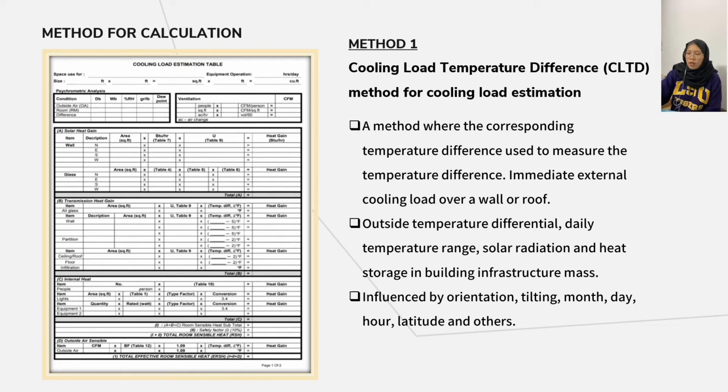This is a method where the corresponding temperature difference is used to measure the immediate external cooling load over a wall or roof. The outside temperature differential, daily temperature range, solar radiation, and heat storage in building infrastructure mass can also be determined by using this method. This method is also influenced by orientation, tilting, month, day, hour, latitude, and others. As you can see in this slide, the figure shows an example of a cooling load estimation table.